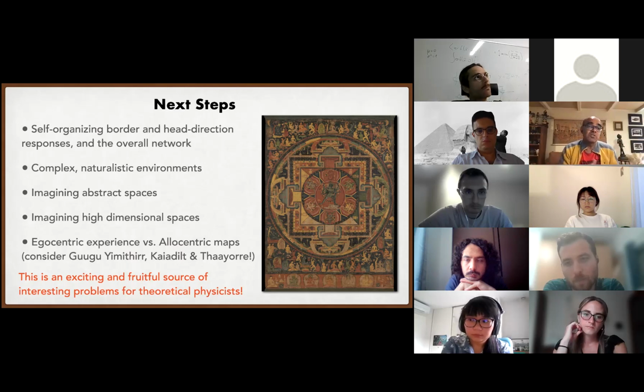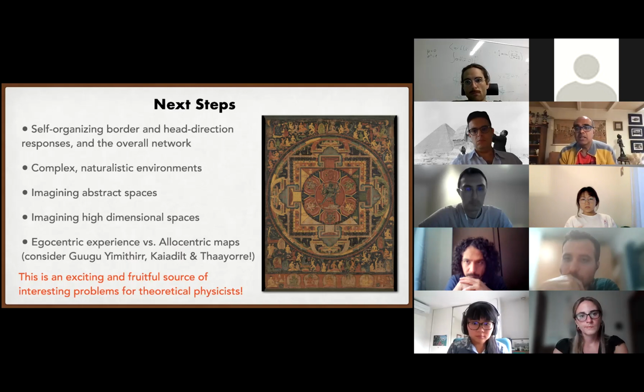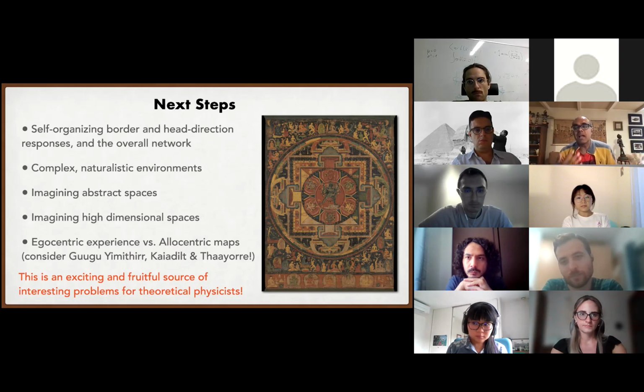So how does egocentric experience turn into allocentric maps, especially in complex naturalistic environments? That's an ongoing project between my group and the group of Dori Derdikman, who's a professor at the Technion in Haifa. One of the reasons that's particularly interesting is, to me, the egocentric experience takes primacy. I really have a very poor allocentric sense of space. I can tell you things that are to the left or to the right.